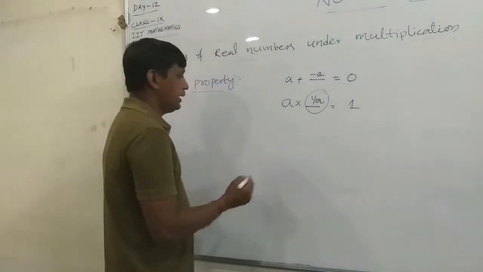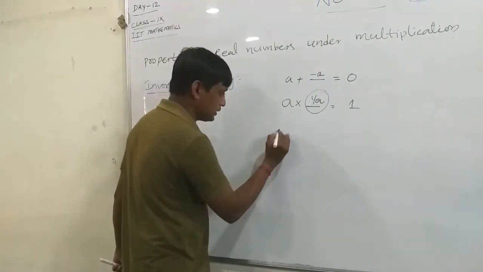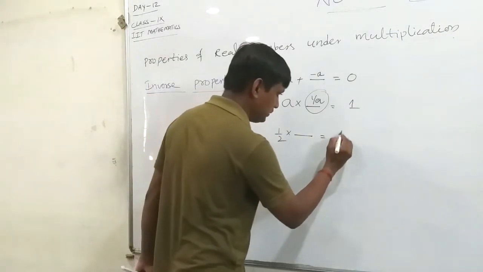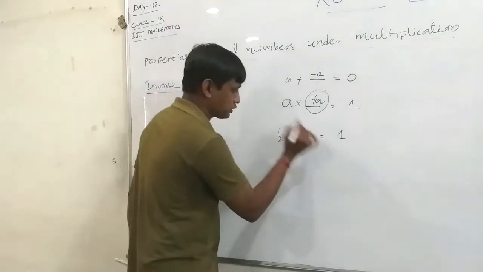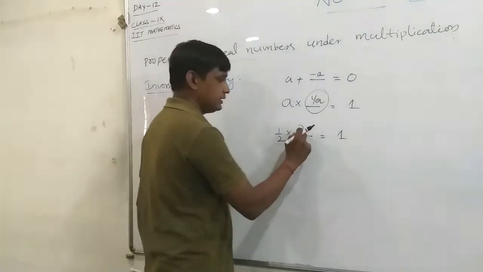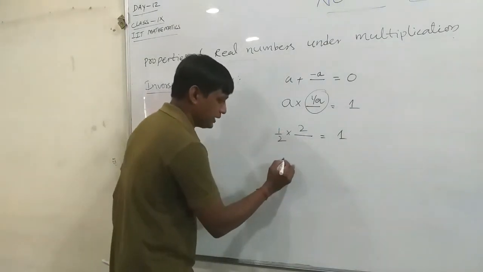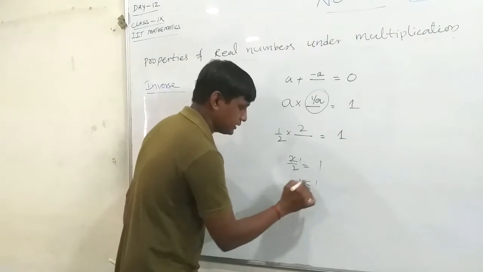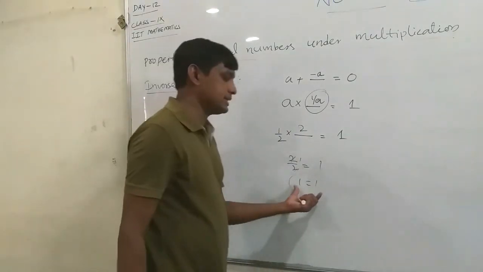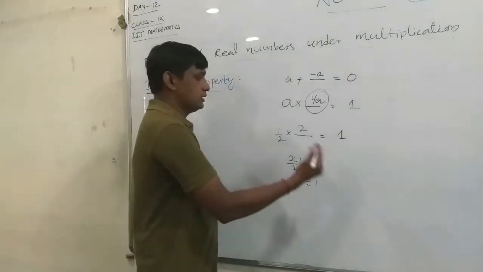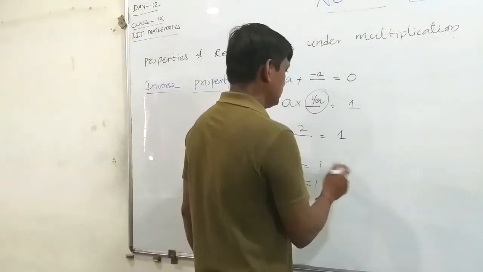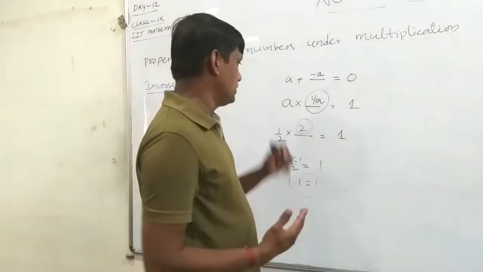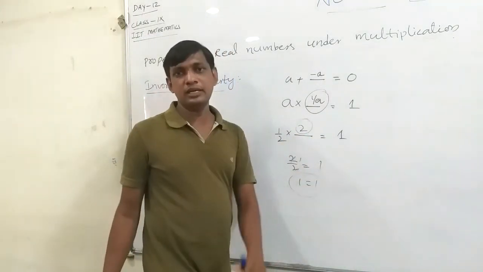So here I am taking one general example. a equal to 1 by 2, a into something should be equal to 1. If I multiply with 2, it is equal to 1. Yes, see, 2 into 1 is 2 by 2, which is equal to 1. So I am getting the same identity element on LHS and RHS. So the inverse of 1 by 2 is 2, and the inverse of 2 is 1 by 2. If it is given in fractions, the numerator will become the denominator and the denominator will become the numerator.